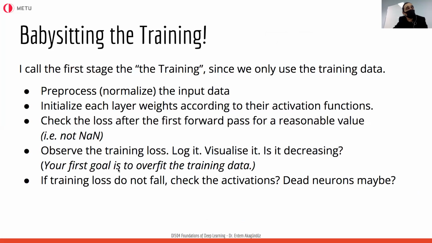While doing this, observe the training loss. Is it decreasing? Because the blind guy should be following a downward path. If it is not following the downward path, it's like he's lost because he knows that he should go downward path. Okay?